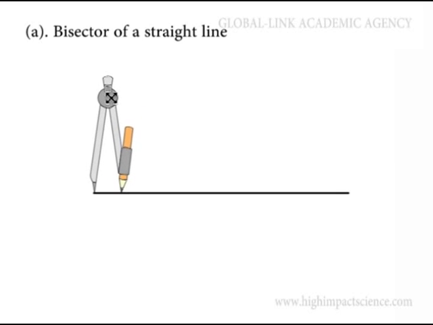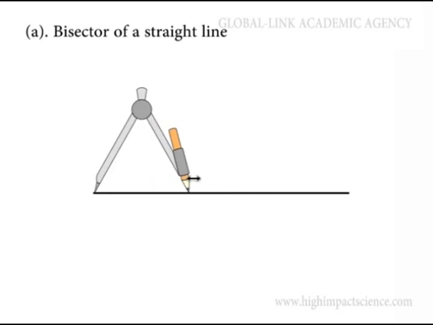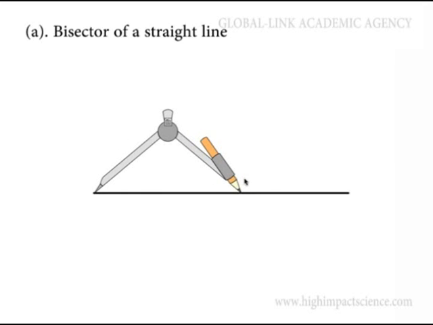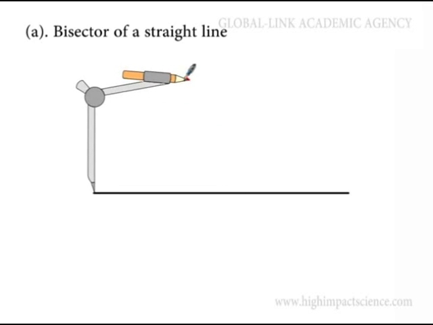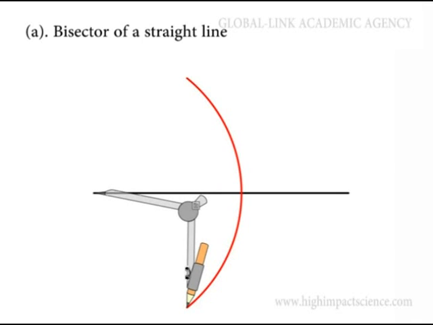We place the compass at one end of the line. We then open the compass to more than half the length of the line. It's really important you do that. It has to be more than halfway along the line. Then we move it up and make an arc from the top to the bottom. And that arc has intersected the line.